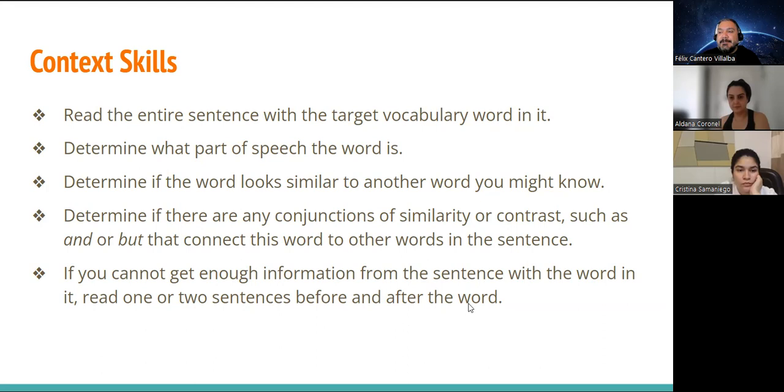Then if the sentence that contains it doesn't give you all this information that you need, read one before, maybe one after, to understand this context. Maybe these conjunctions of similarity and contrast will come after the word, in the next sentence, not in the same sentence. Remember, English always has shorter sentences than we're used to.